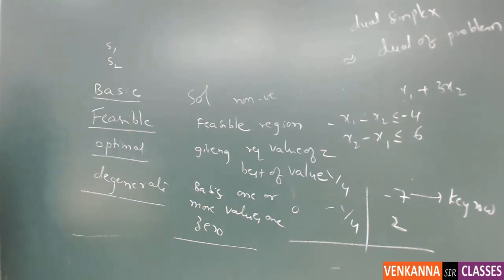Satisfying non-negative restrictions is basic. Coming under the feasible region, we call it the basic feasible solution. Optimal gives the best value of Z. And degenerate: let me say you have the basis x3, x4, and you have found the value of x3 and the value of x4. x3 is a positive number, x4 is 0. Since a solution value has become 0, it is a degenerate solution.